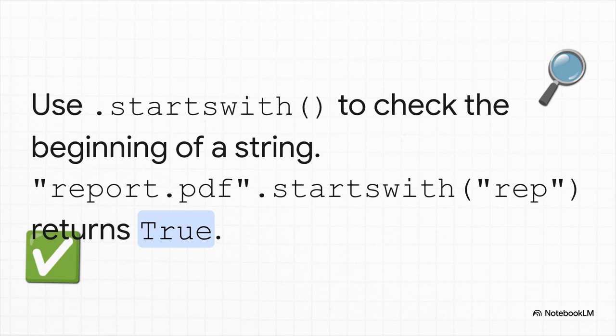Now, these methods don't always have to give you back a string. Sometimes you just need to ask a question. For example, .startswith lets you check if a string begins with a certain sequence of characters. It just returns true or false. This is perfect for stuff like checking if a file name has the right prefix or validating user input.